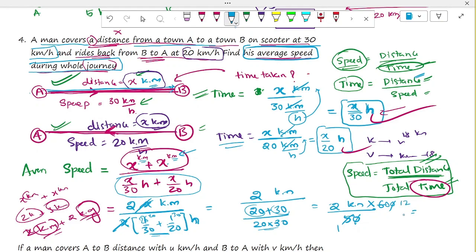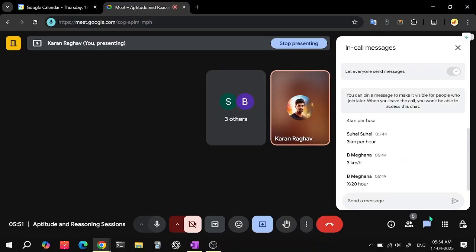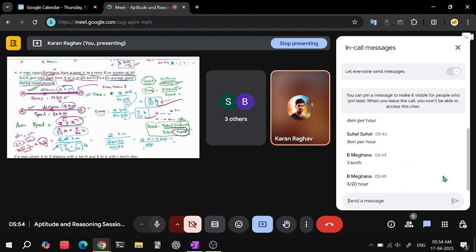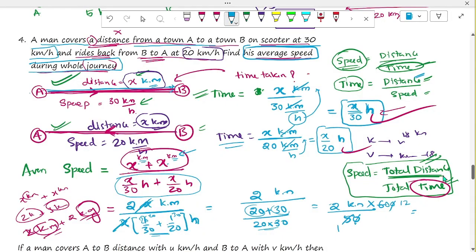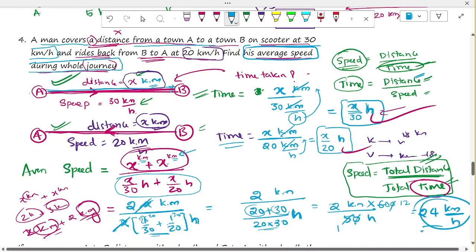What is the answer of this question? Anyone? What is the answer? 2 into 12. You need to calculate 2 into 12. That is equal to 24 kilometer. I told you should not forget this hour symbol here. Kilometer per hour. So the answer for this question is 24 kilometer per hour.